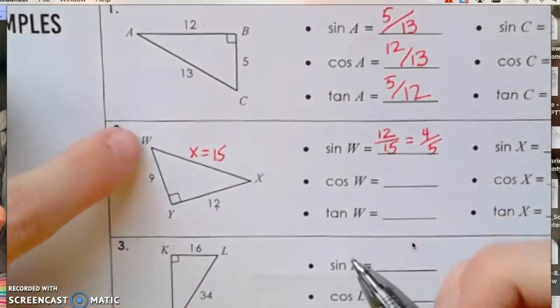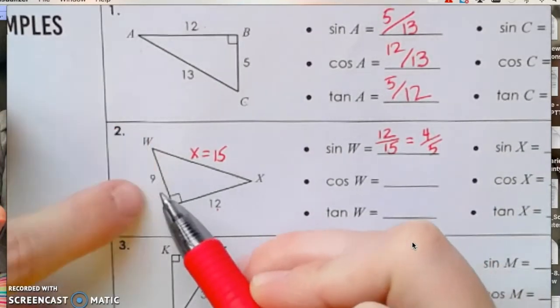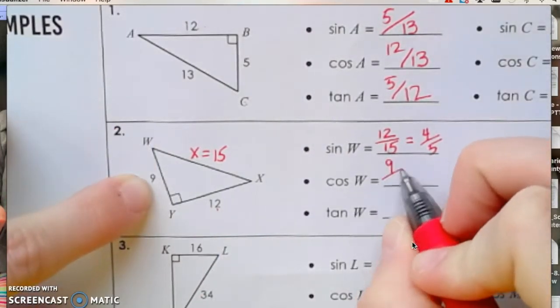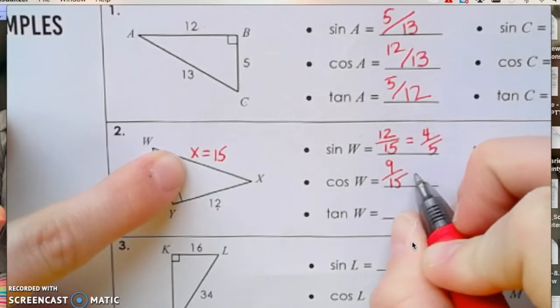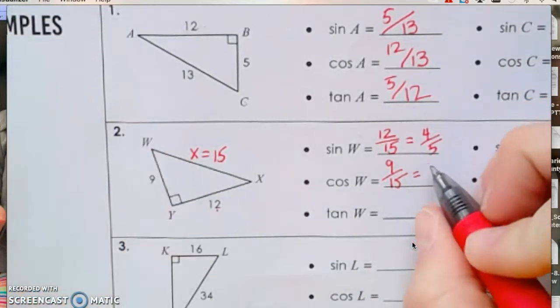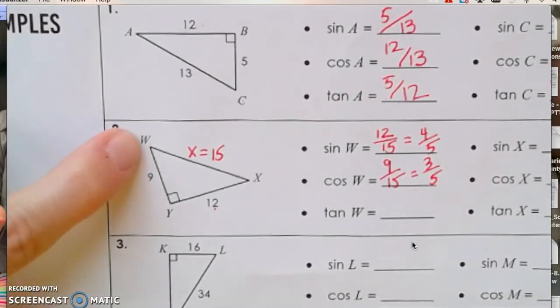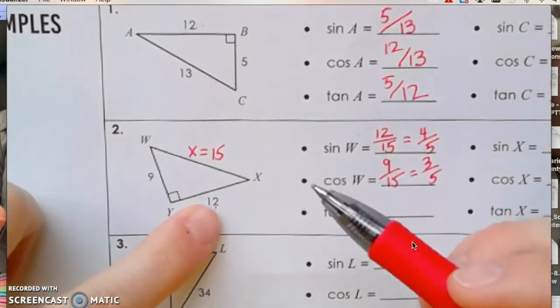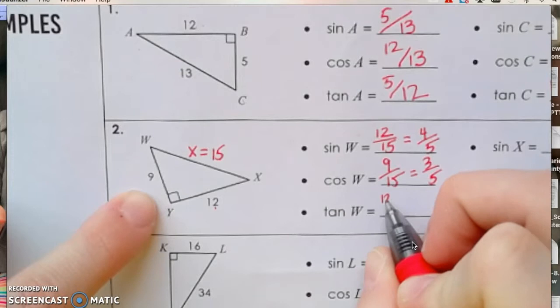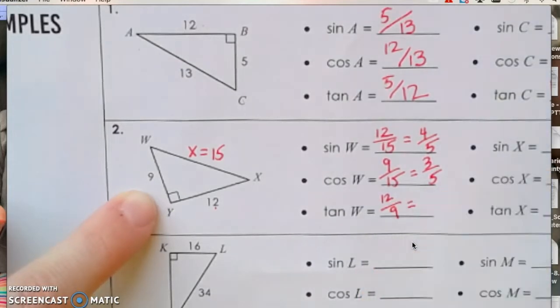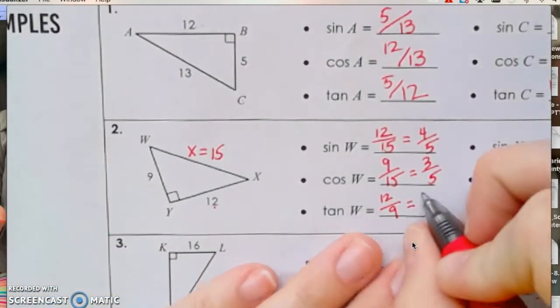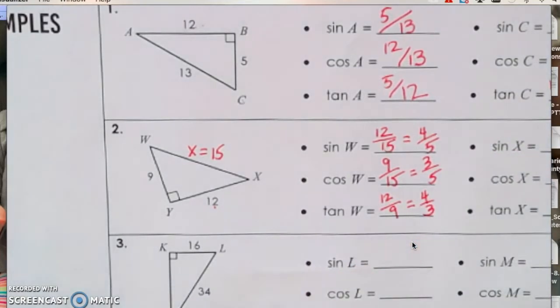Cosine of W. Cosine is your adjacent side of 9 over your hypotenuse of 15. Reducing that, both divisible by 3, I get 3 over 5. And then the tangent of W, that is your opposite side over your adjacent. So that would be 12 over 9. And then if I reduce that fully, I get 4 over 3.